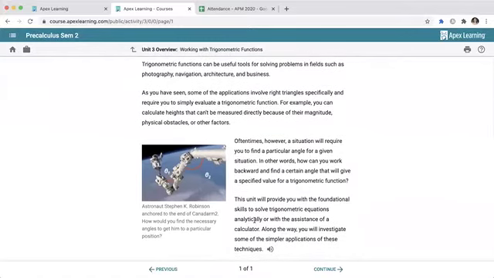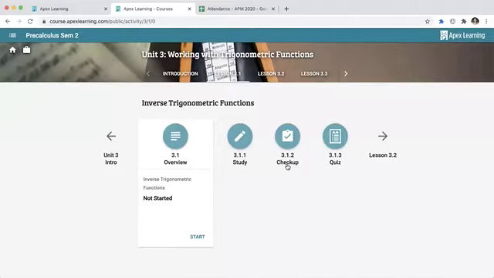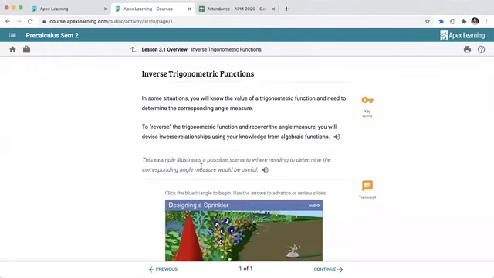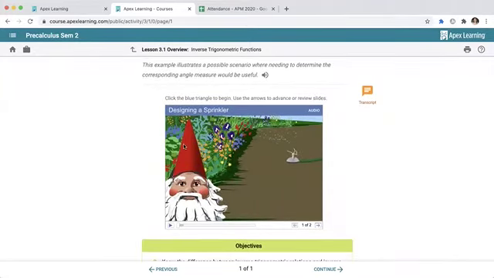You can read this on your own time, but basically we've been dealing with a lot of problems where I know the angle, what's the length? Now we're going to flip it and say, I know the length, what angle do I need? That's what this is going to deal with here, taking the opposite approach of what we've been dealing with a lot. In order to do that, we're going to deal with the inverse trigonometric functions, and to give you an example of this is designing a sprinkler here.